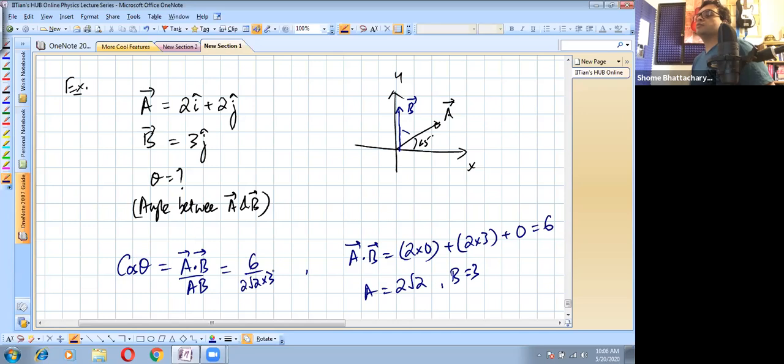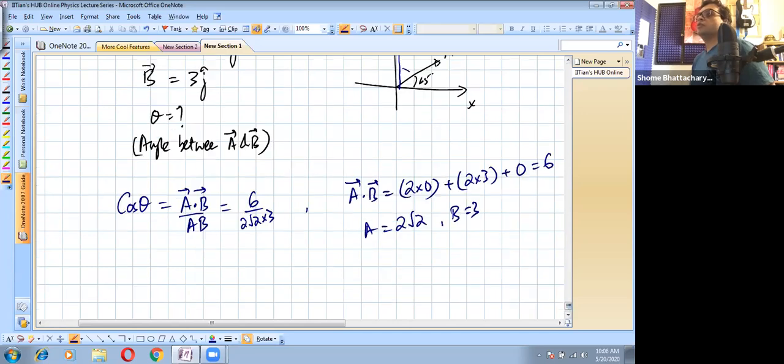So that is 1 by root 2. So cos theta is 1 by root 2. So it's obvious that the angle is 45. So this was just a testing sort of problem, so that we can see what is happening geometrically and agree with that by what is happening with the dot product method.